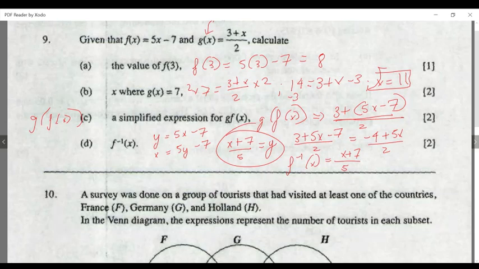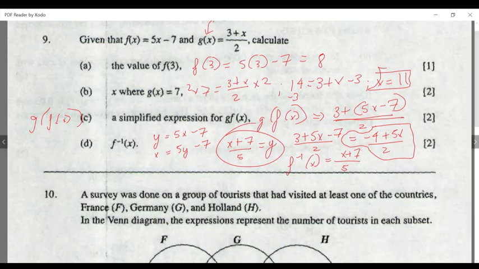add negative 7 to 3, it's negative 4, 5x. So it's just minus 4 plus 5x over 2. And I wrote that here, sorry. It's just really messy. Hopefully you can follow and can backtrack if need be.